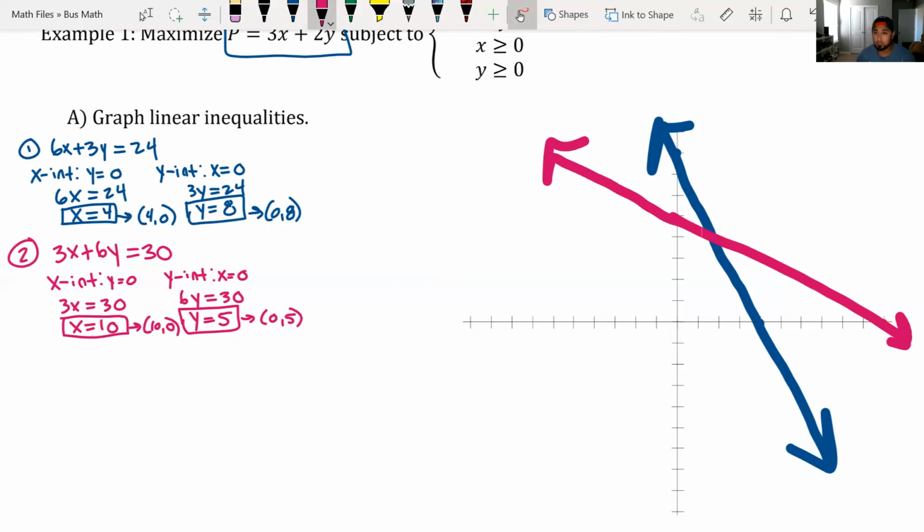Okay. And then I'll put the non-negative restrictions, which you see again are x greater than or equal to 0 and y greater than or equal to 0, which means that just keeps us in quadrant 1. We only care about anything in quadrant 1.